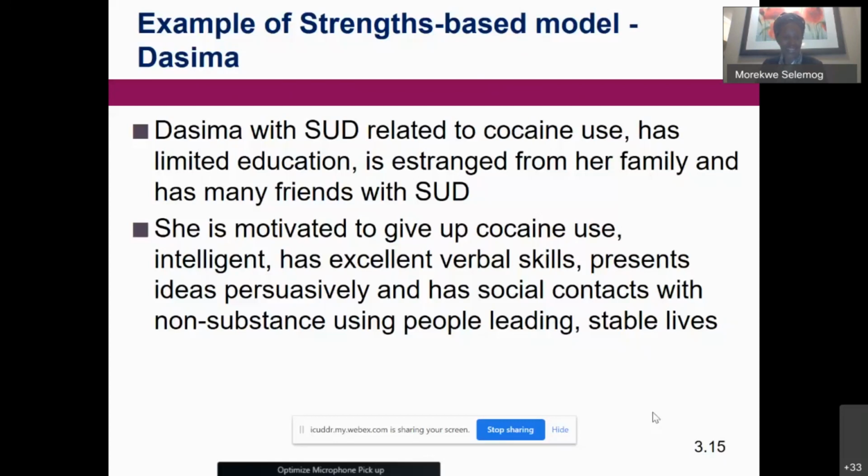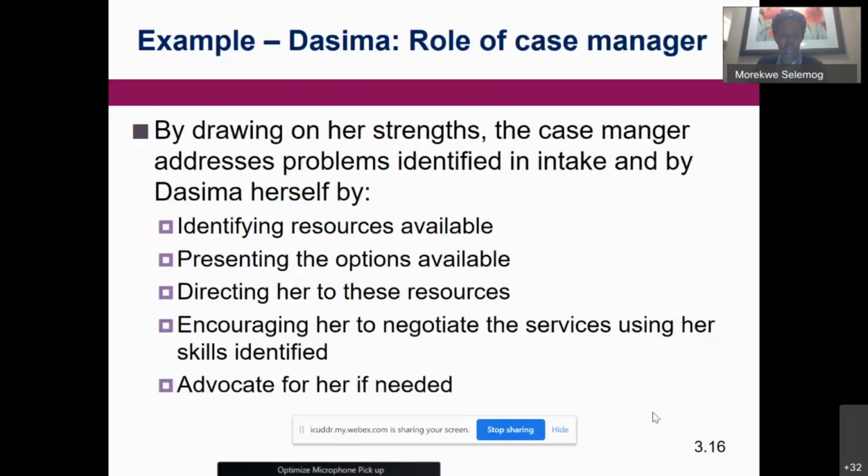However, the strength is that she's motivated, right, to give up cocaine use. She's intelligent despite her limited education. She has excellent verbal skills, which could come in handy in advocating for herself, presents ideas persuasively, and has social contacts with non-substance users, leading to a stable life. So you can see that Dasima has challenges, but she also has strengths that a case manager can leverage.